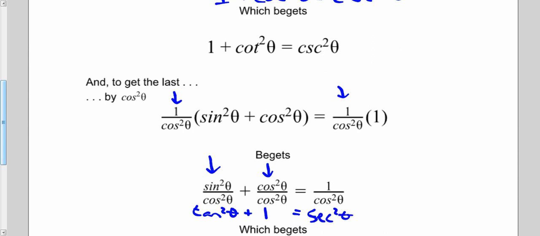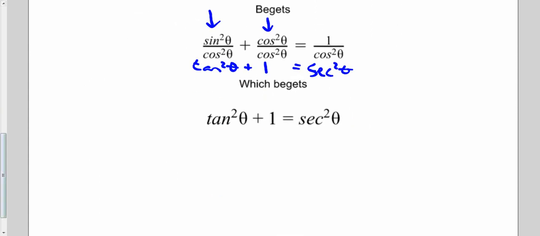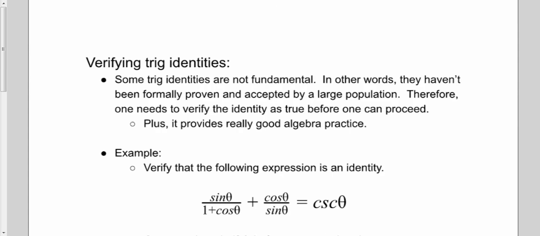Okay? That is my third Pythagorean trig identity. I'm going to write that down right here. Okay, so those are your fundamental trig identities. And you might ask me, so what? Well, some of these trig identities are fundamental, meaning, what does that mean? That means we've proven them, and they are basic to everything that we do in trig.